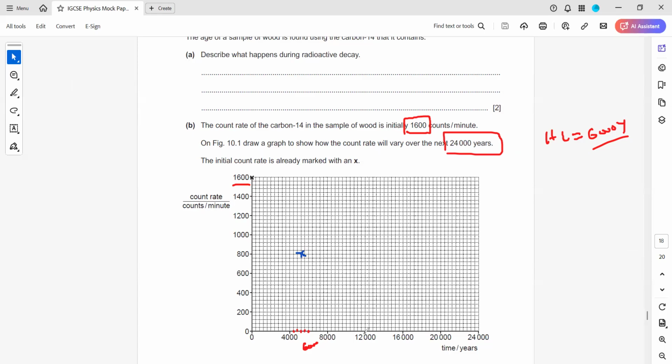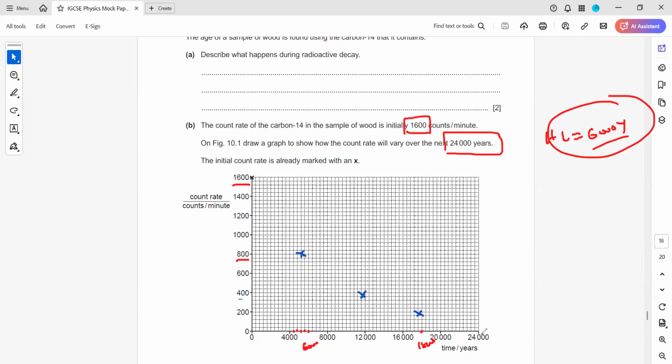Then after 12,000, what is half of 800? The half-life is given in the beginning of the question: the half-life of this carbon-14 is 6,000 years. So this is the count rate. And then what is half of 400? It will be 200. So 18,000 will be somewhere here, 1, 2, 3, 4, 5. This will be 18,000 and 200.